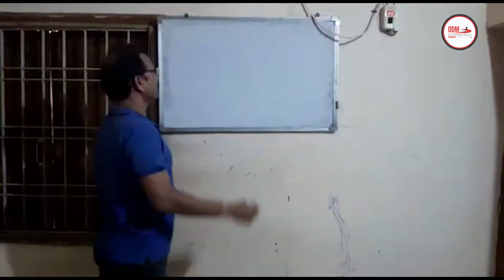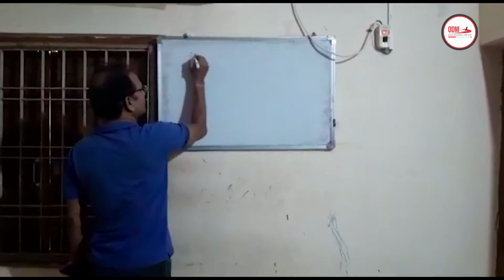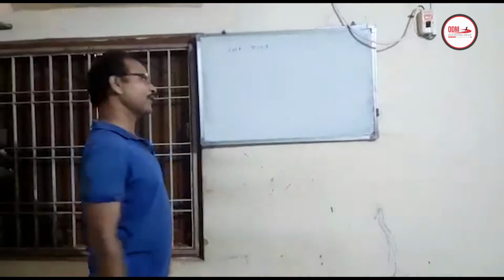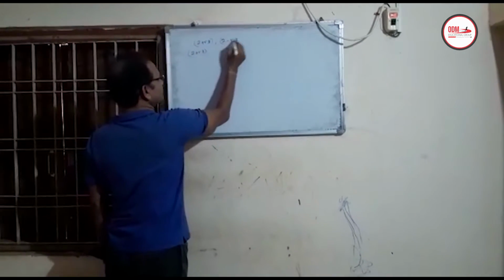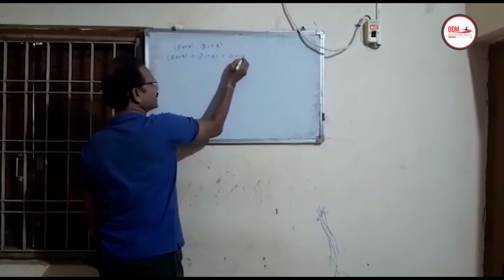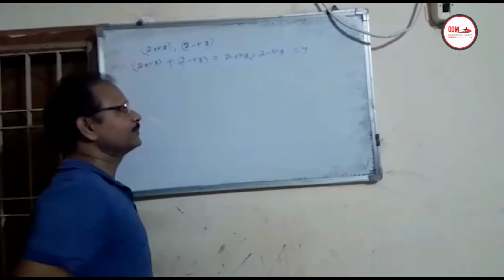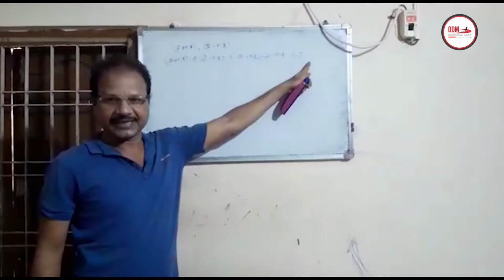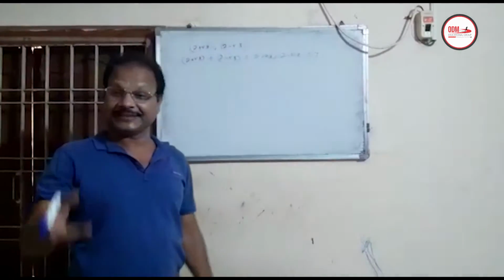For example, suppose I select two irrational numbers, 2 plus root 3 and 2 minus root 3. In the case of addition, now add them: 2 plus root 3 plus 2 minus root 3. The root 3 terms cancel, and we shall get 4. Now see here, the addition of two irrational numbers is rational.